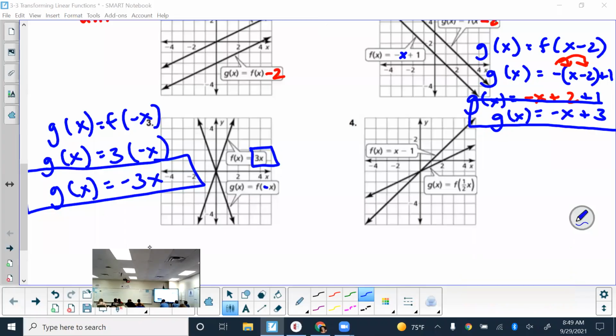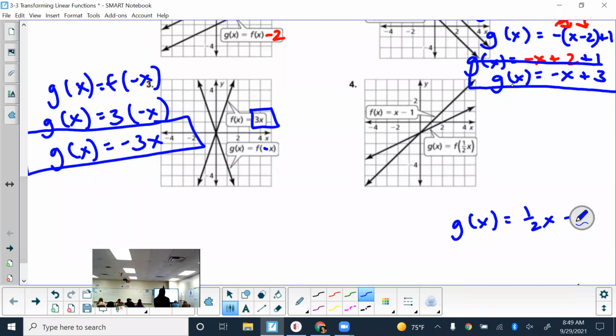All right, what did we get for number 4? I wrote it down here, 1/2 x minus 1. Anyone get something different? Let's see if you did it right. g of x is f of 1/2 x. So is something being done to the input or to the output? The input. So that means g of x is whatever f of x is equal to, but instead of writing x, what are we replacing it with?